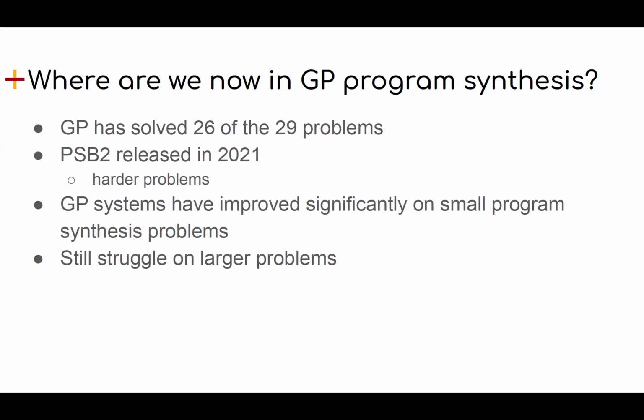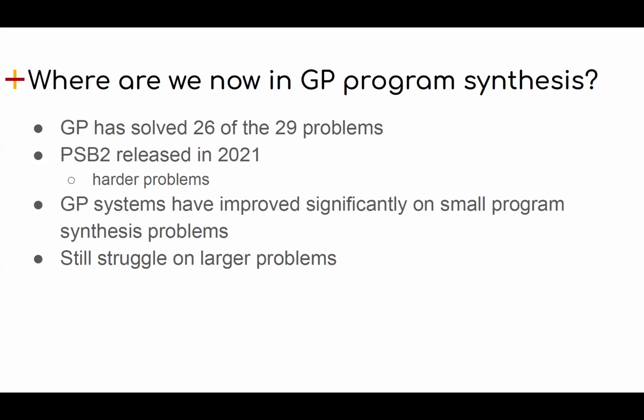Now, the good news is GP has improved, and we've seen many developments that have come out of using these problems for improving GP systems. The bad news is GP still tends to struggle on larger problems that require things like helper functions and modularity. I see this as a challenge, and I'm going to talk in a minute about where we want GP to go in the future.